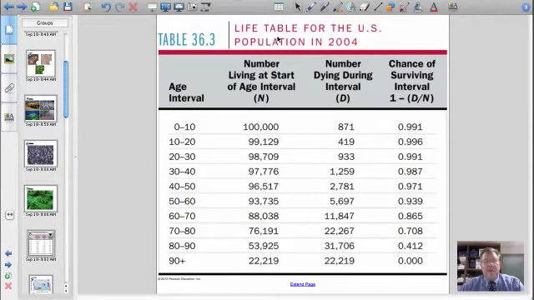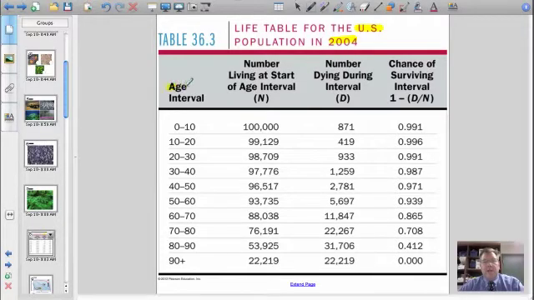Well, today I'm coming to you from the Science Department stockroom, which seems to be the only quiet place in the building. And today we want to take a look at life tables and how they might be used to create survivorship curves. So in this first graphic, we've got a life table for the US population in 2004.